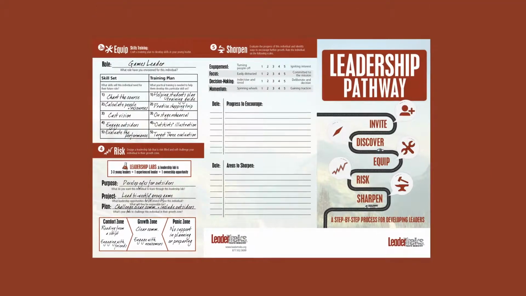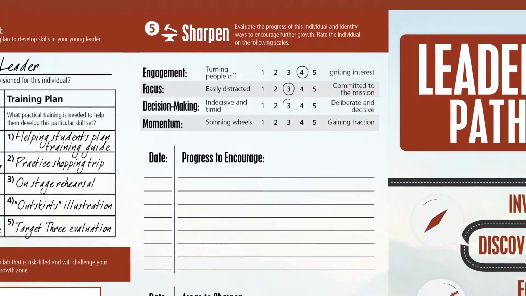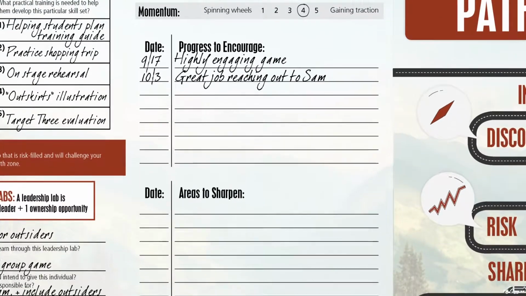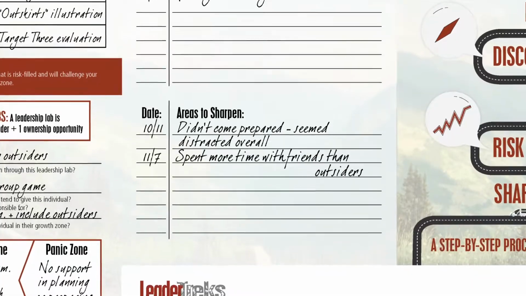Step 5 is sharpening. We'll spend a lot of time in this step. There's engagement, focus, decision-making, and momentum, all important things that lead to leadership. But it's the long-term process of accountability and sharpening that will lead to a leader.